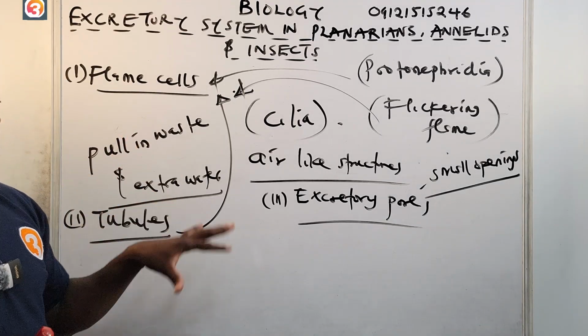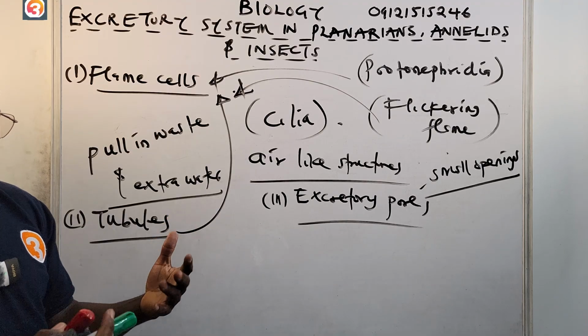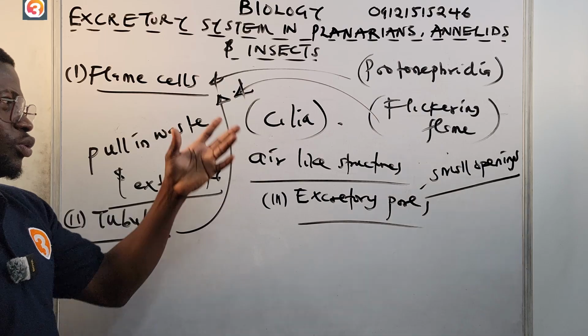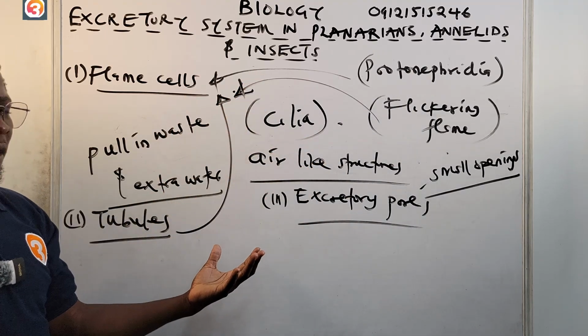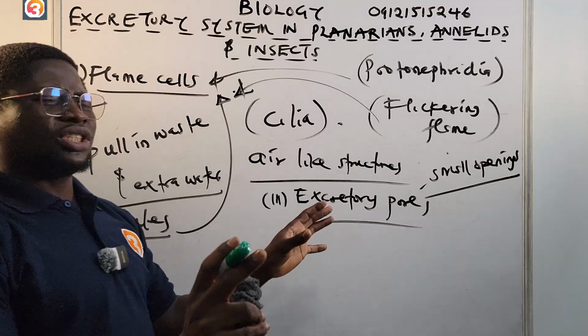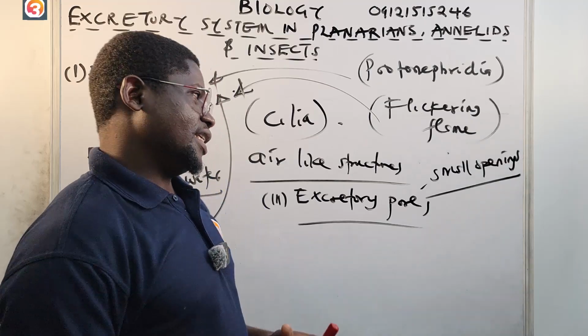From the flame cells the waste goes to the tubules. The tubules are tiny tubes through which the waste moves from the flame cells. And then you have the excretory pores, where the waste is pushed out of the body through small openings on the surface.